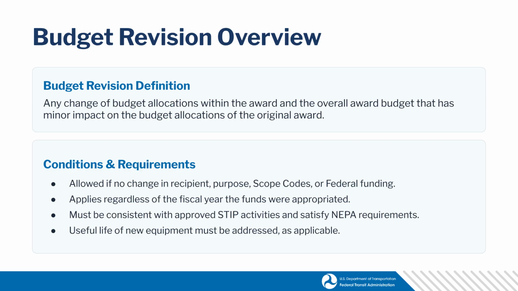As described in the Award Management Circular 5010.1F, a budget revision is any change of budget allocations within the award and the overall award budget that has minor impact on the budget allocations of the original award. Budget revisions may be made as long as there is no change in the recipient, purpose, scope codes, and federal funding of the grant, regardless of the fiscal year the funds were appropriated. Budget revisions must be consistent with the activities contained in an approved STIP and satisfy applicable NEPA requirements. Useful life of new equipment must be addressed in the budget revision, as applicable.